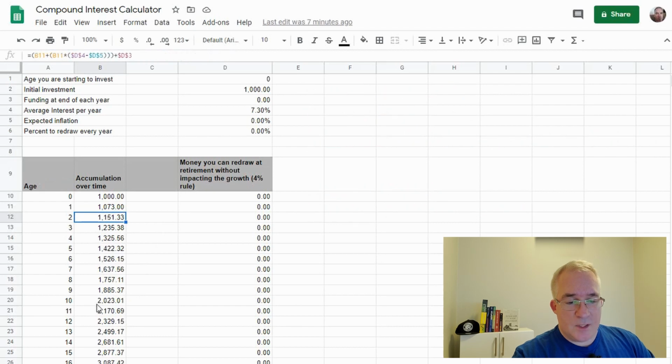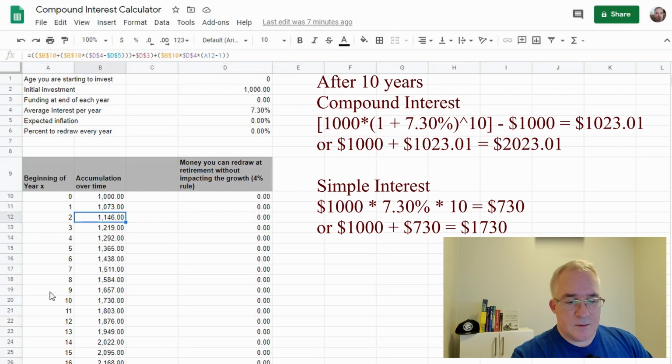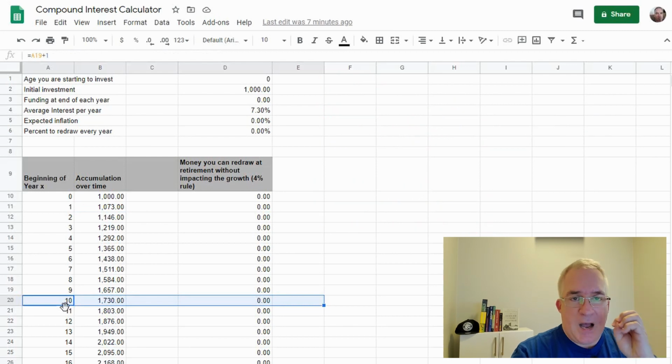If we go back to the 10-year, you will see $2,023.01 versus after 10 years, 1,730. So we can see right away that compounding interest is much better than simple interest. But DRIP is even better. So please stay for the bonus to see how DRIP works.